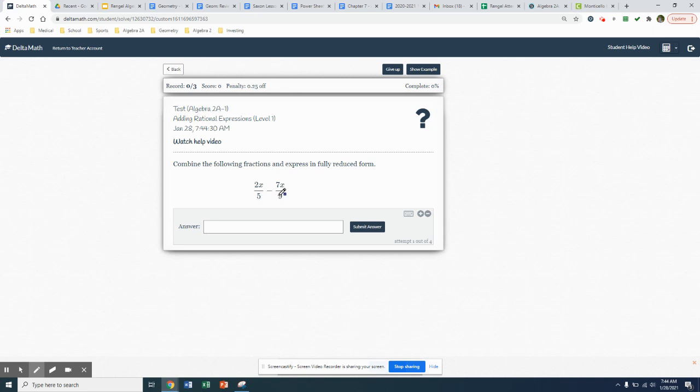The problem is 5 and 9 are different denominators, so we need to create a common denominator. So we'll create a denominator of 45. So 45 will be the first time that 9 and 5 will meet. Now you think to yourself, what did I do to 5 to get to 45? I multiplied it by 9. So I've got to do that to the numerator.